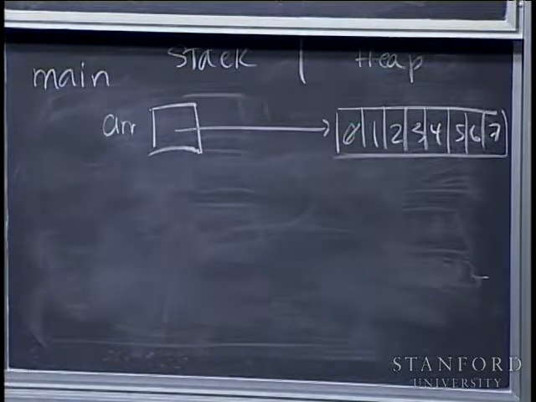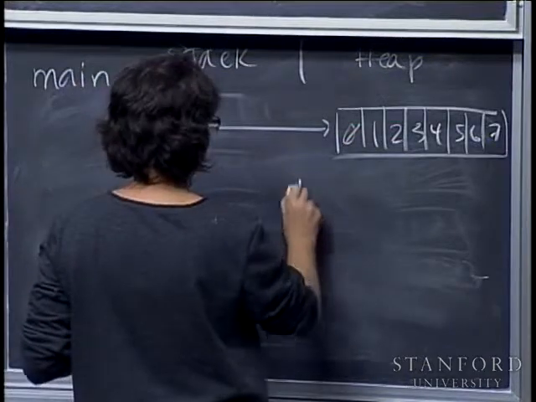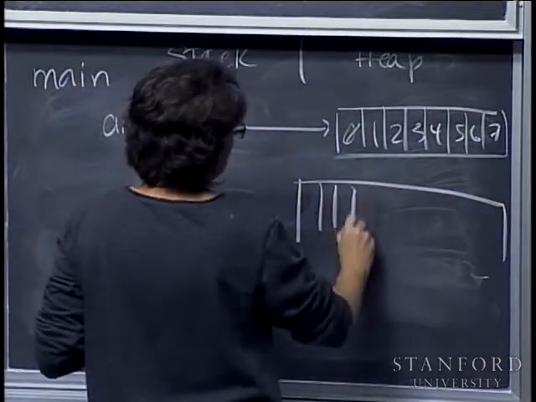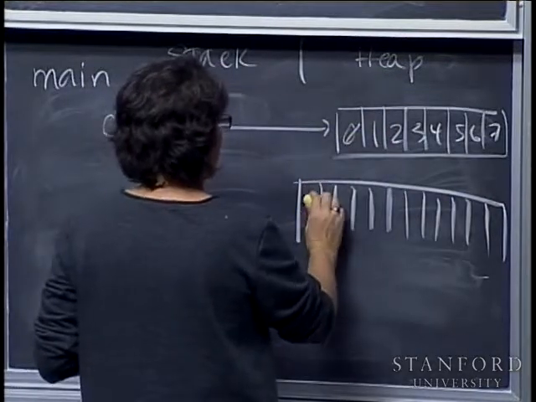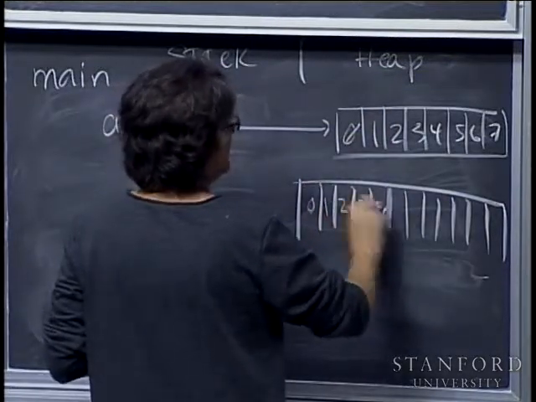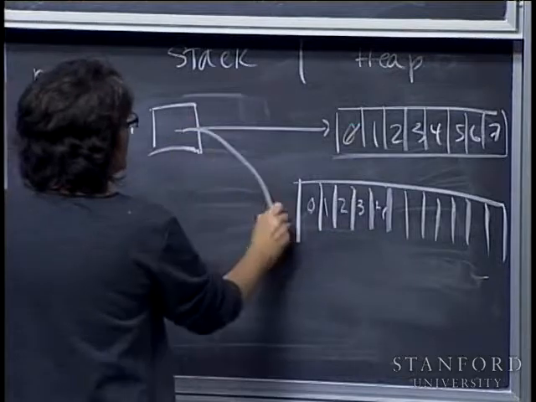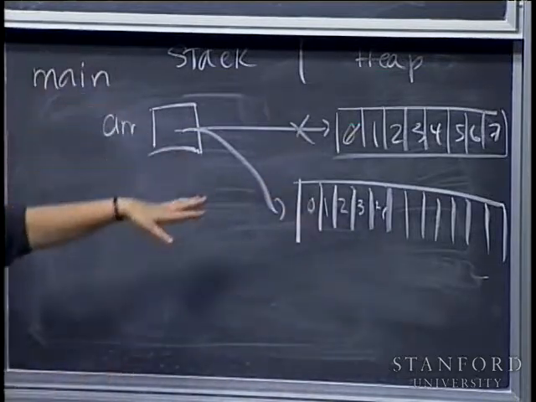You can't easily change its size once it's allocated. So if I've done a new int bracket 10, I have a 10-member array. If I later want to put 20 things in there, then there is no way to take this piece of memory and stretch it to add some space in the back. What I will need to do is allocate an array that's twice as long, copy over all the numbers I already have, and then delete the old one and update my pointer to point here.